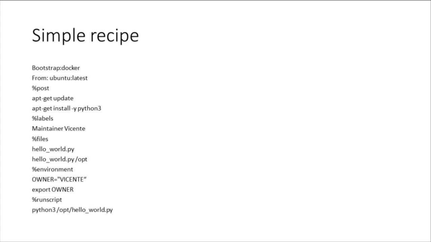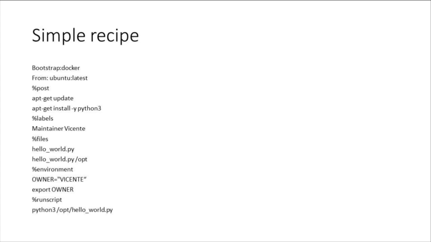Next, like you were in a terminal, you start putting what you want to install inside the machine. For example, in this case, you can say update, apt-get install Python 3. Then you can put some labels, like what the container is doing, who the maintainer is. You can actually put files inside from your computer. You can put a script, or you can even copy a directory if that serves you.